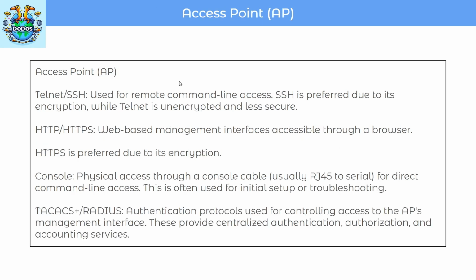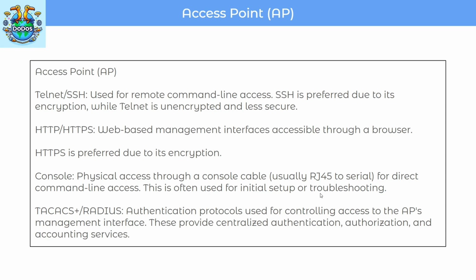For an access point, what would be the management use cases in this sense? Telnet/SSH. Used for remote command line access. SSH is preferred due to its encryption, while Telnet is unencrypted and less secure. HTTP/HTTPS, web-based management interfaces accessible through a browser. HTTPS is preferred due to its encryption. And console is physical access through a console cable, usually RJ45 to serial, for direct command line access. This is often used for initial setup and troubleshooting.